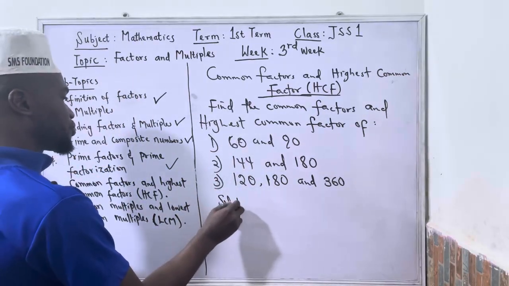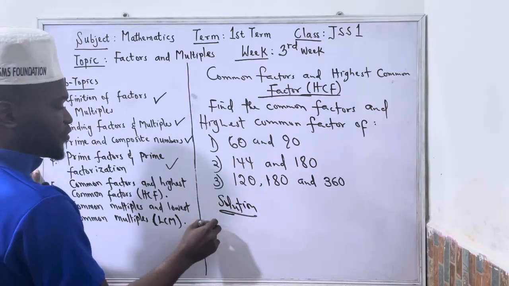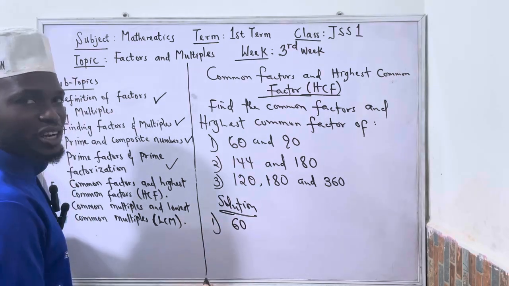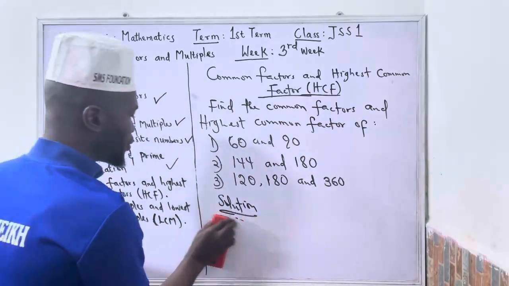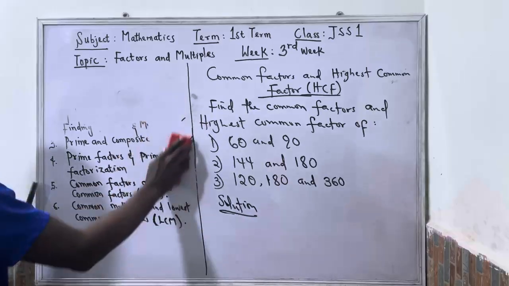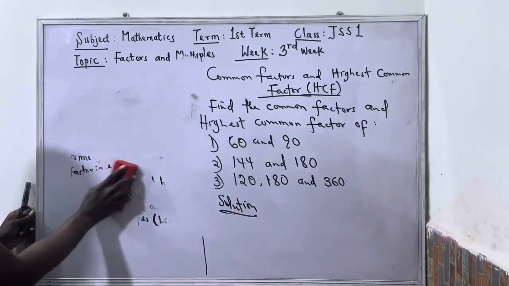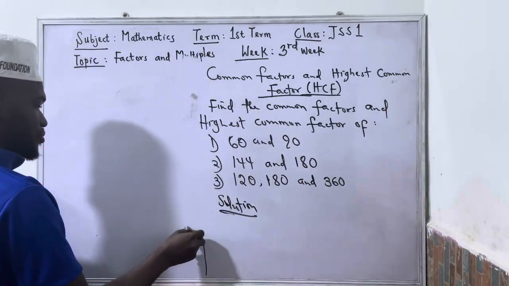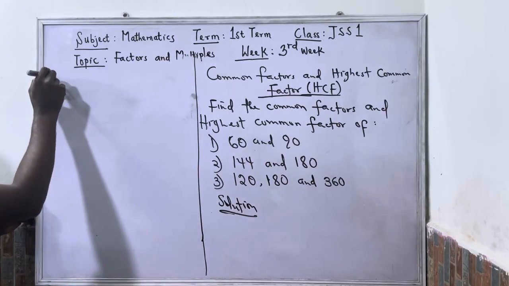Solution. First of all, I will write the factors of 60. What are the factors of 60? Let me do that here to create more space on the board. I can just rub off this part of the board. Okay, so let's start with 60.